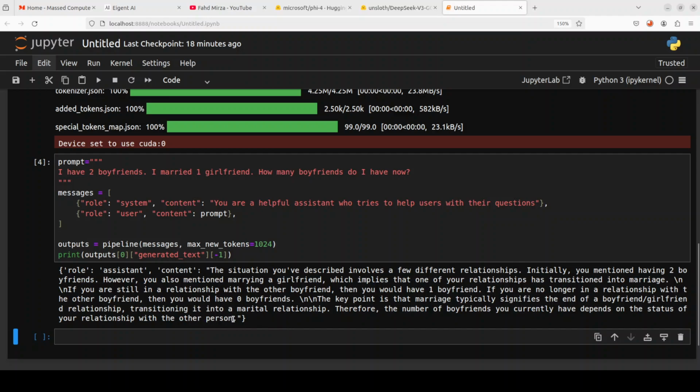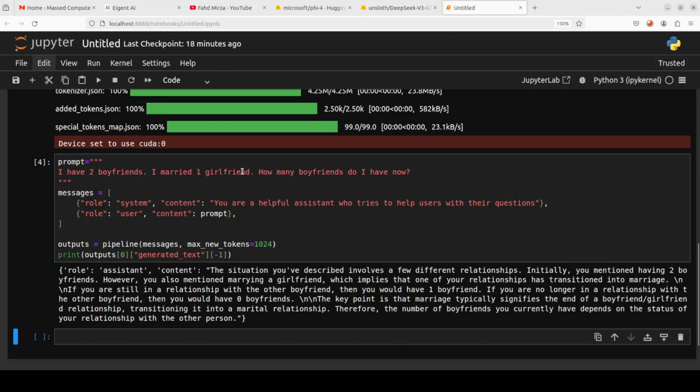That is good. So the model, I think this is a very good answer. It is not specifically saying that, okay, you still have 2 boyfriends, but I think it has got it right that if the marriage has happened, it means there is no girlfriend-boyfriend. I think that's a very good answer. Very nice.